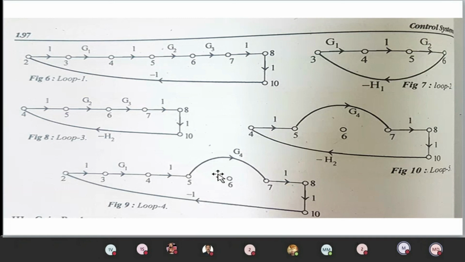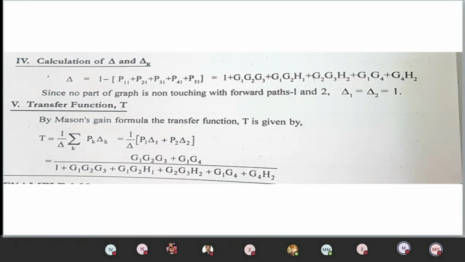Okay. And you can notice that 4 is common to all the individual loops. You can see easily loop 1, loop 2, loop 3, loop 4, loop 5. 4 is common. Obviously, you don't have any non-touching loop. If you find any one node common, finished. Okay, no need to check for everything and don't waste your time. Okay, be smart. So del 1 and del 2 are 1.